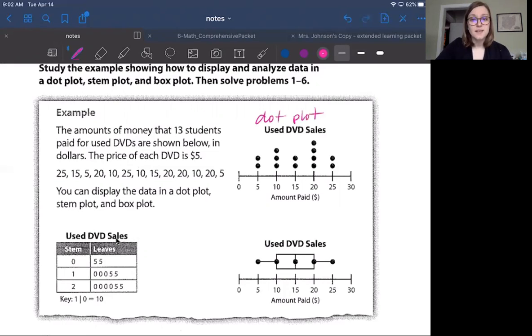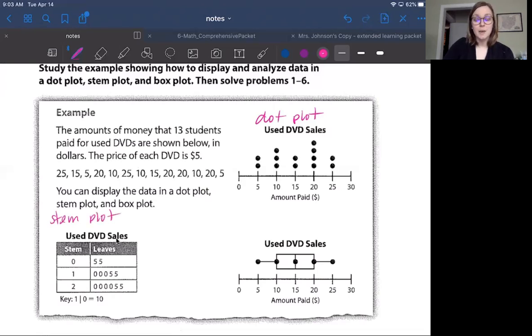So what they did was they literally took every number, right? They took 25 and they put a dot at the 25. Then they took the 15 and they put a dot at 15. They did that for every single number until they finished, right? 5, 20, 10, 25. When they had a second 25, they just put another dot at 25. That's how they ended up with the picture that you see here, okay? They just put a dot at all of those. Pretty simple, okay? The next one is a stem plot, or you might see a stem and leaf plot.